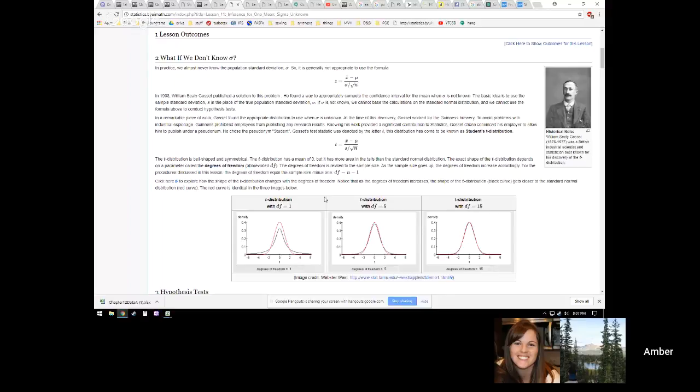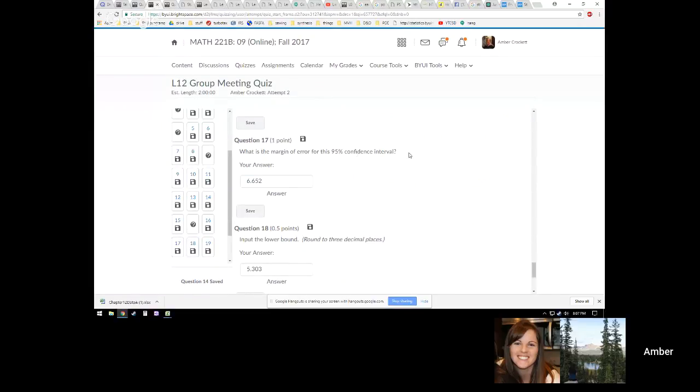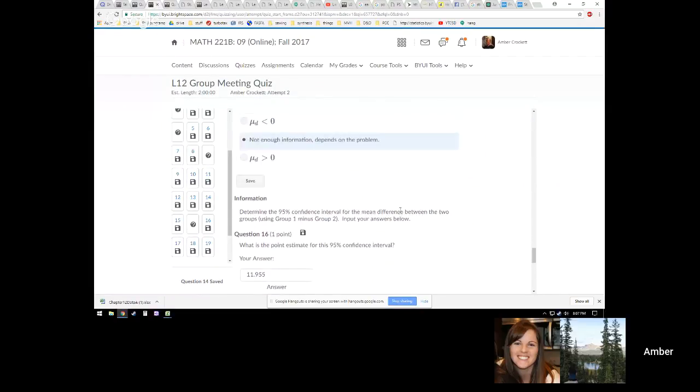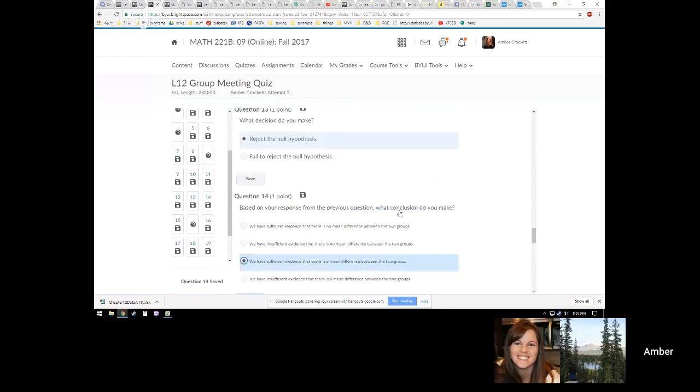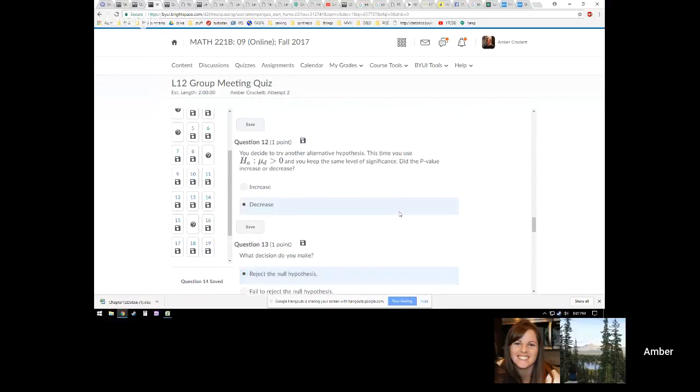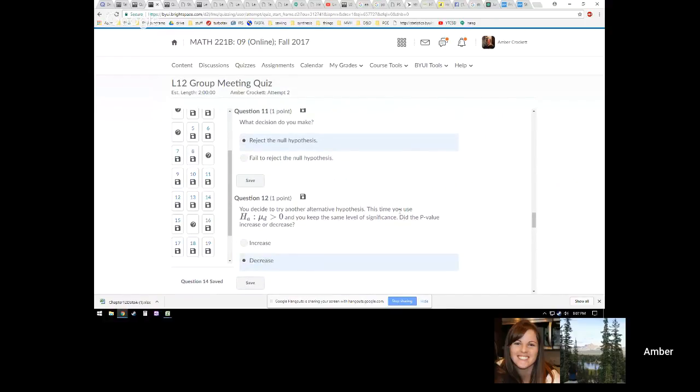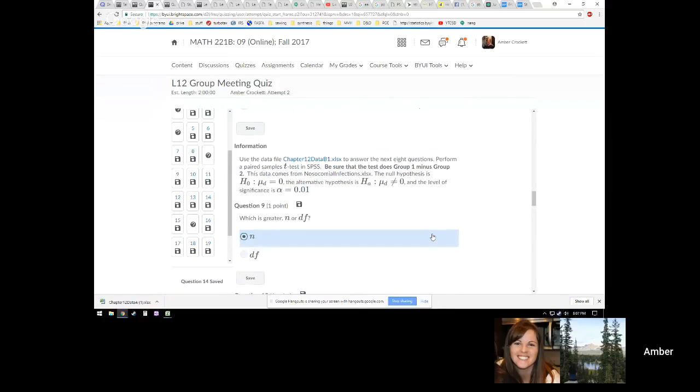Oh, we still use that formula. The x minus u over s divided by the square root of n. Okay, let me zoom in.